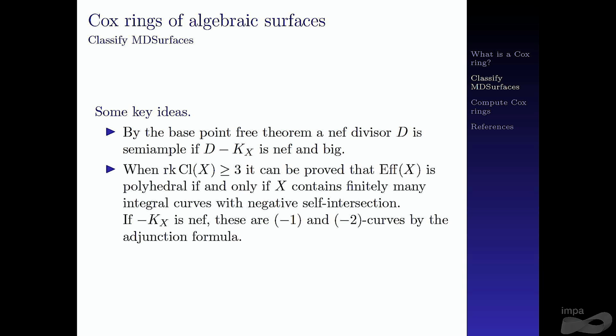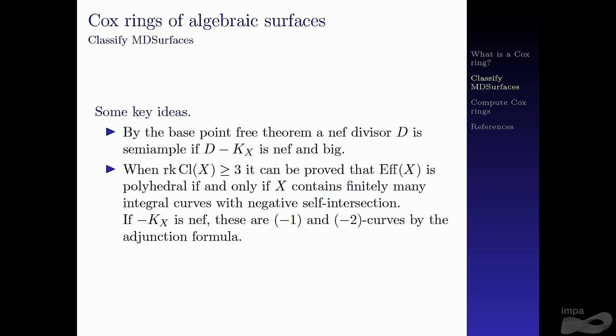The second thing is about the effective cone. The problem of the polyhedrality of the effective cone is very, very delicate in general, very difficult. We know that when the Picard number is at least 3, it can be proved that the effective cone is polyhedral if and only if the surface contains finitely many negative curves, so integral curves with negative self-intersection. And if you assume that the anti-canonical class is nef, by adjunction you can see that these are -1 and -2 curves. So if the anti-canonical class is nef, you have to control these two types of curves. You have to prove them to be finite.